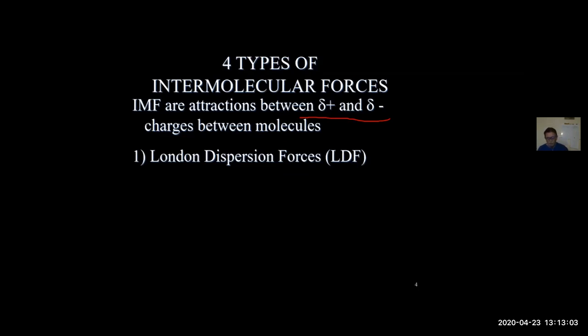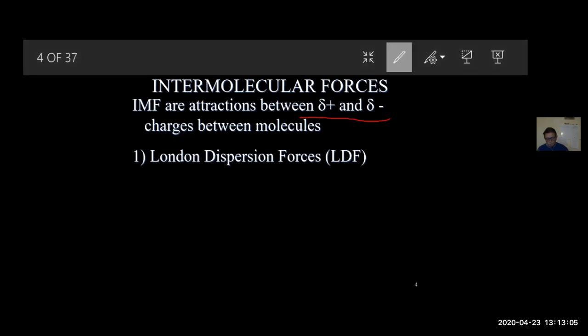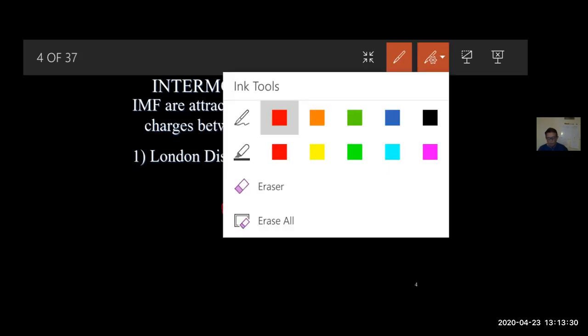And the other one, so everything that is diatomic, and the carbon-hydrogen bond, okay? Those compounds, the only force they have are London dispersion forces.